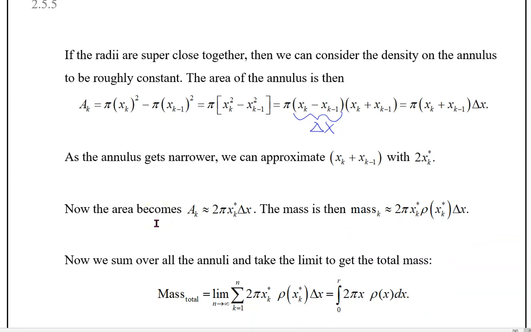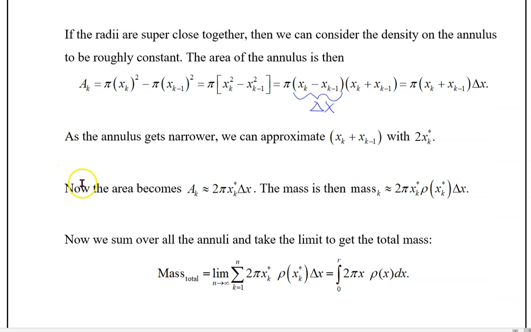Now we can replace this in the formula and say the area is roughly 2 times this x sub k star times delta x times pi. In other words, the mass then will be given by the mass density multiplied by the area. Now we can sum over all of the annuli in our partition and take the limit to get the total mass. This gives us total mass as the limit of a Riemann sum, which is the integral integrating along the radius from 0 to r of 2 pi x rho of x dx.